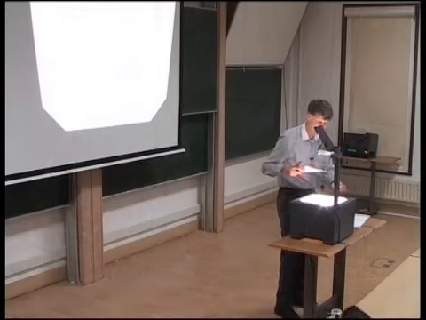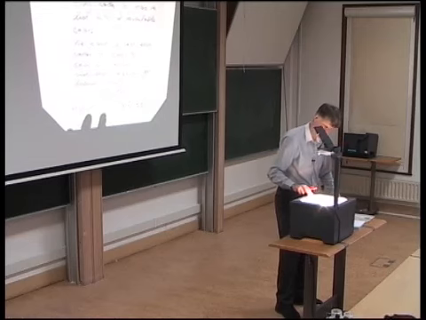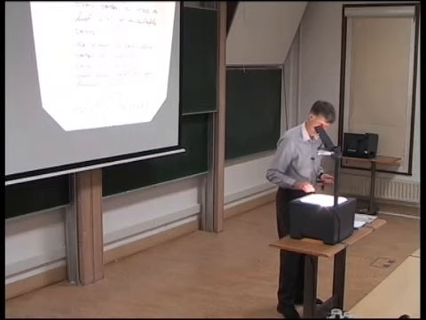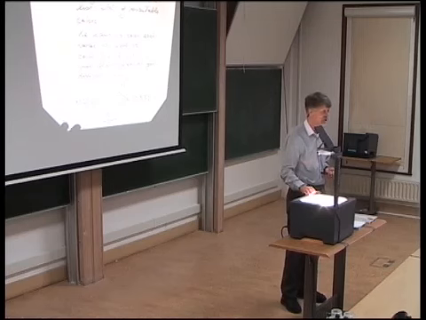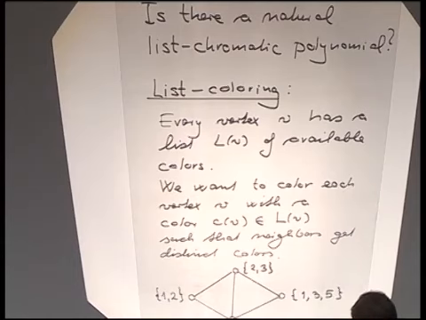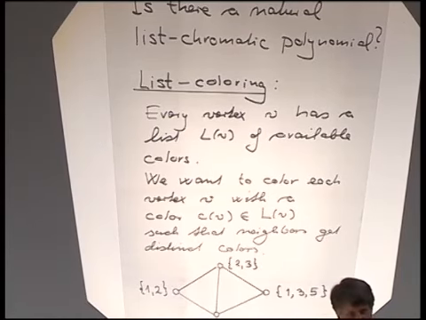I would like to spend the first few minutes on the following question, which I'm sometimes asked: does there exist a list chromatic polynomial? So I should say what list coloring is. I don't know if this is of interest in physics, but it has become very popular in graph theory. List coloring is the following generalization of ordinary coloring. You have a graph, and for every vertex you have a list of available colors. And then you want to color the vertices of the graph such that every vertex gets a color from its list. And as usual, neighboring vertices should have different colors.